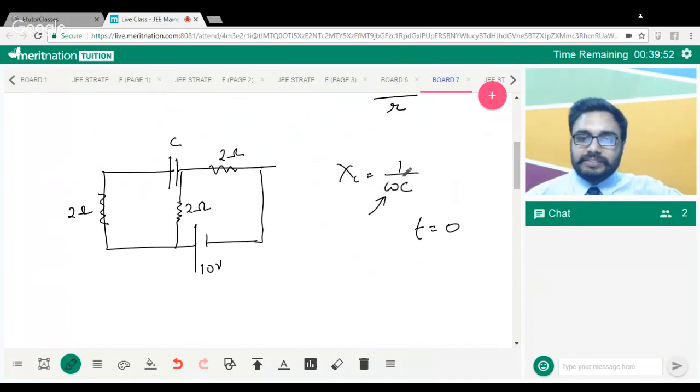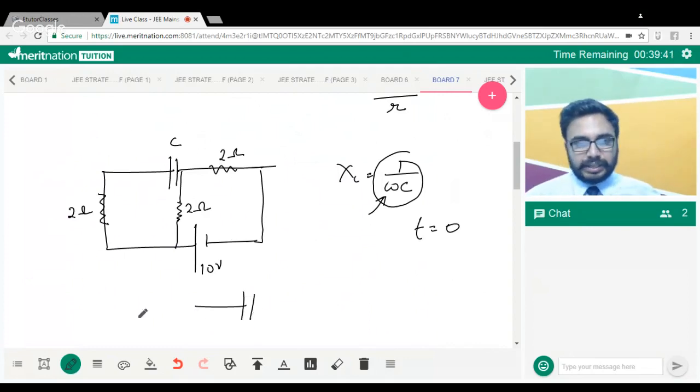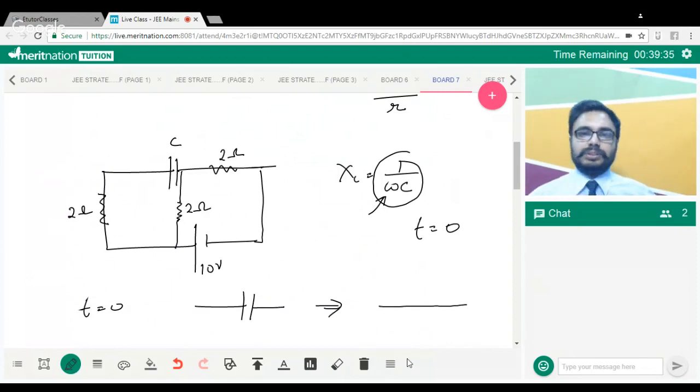If omega is infinite, 1 by omega is 0. So Xc is equal to 0. Xc is equal to 0 means what? That at time t equal to 0, the capacitor will behave like a straight conductor.